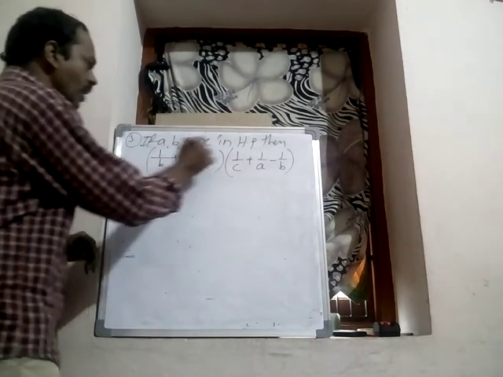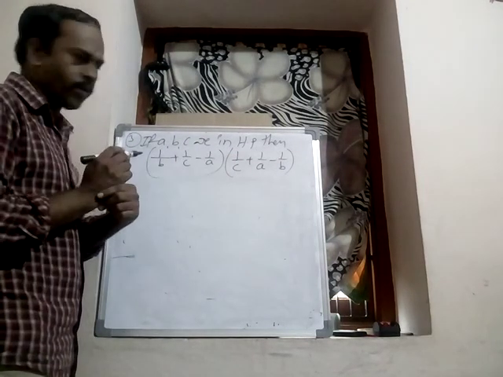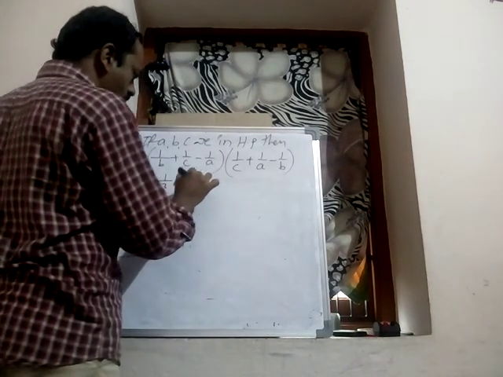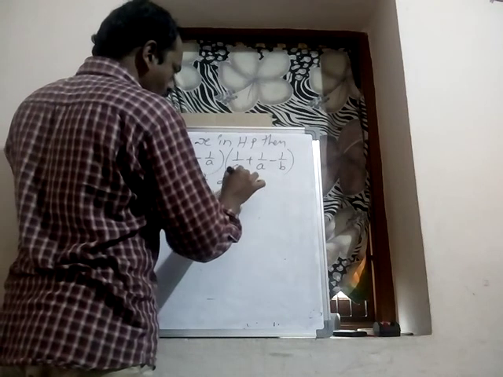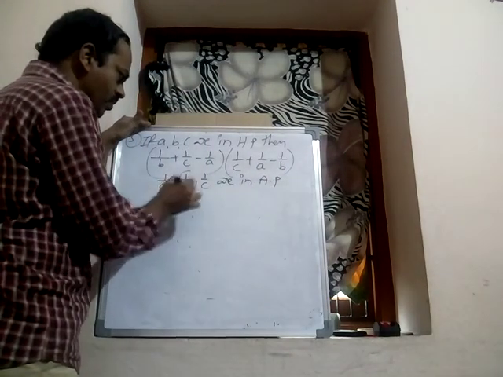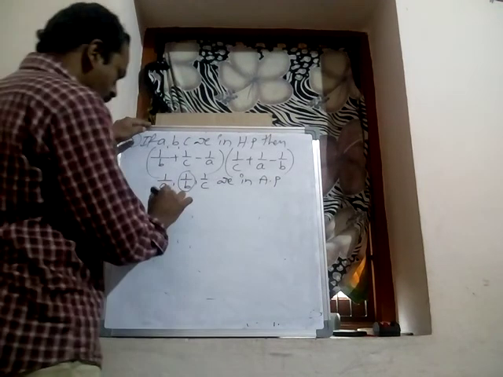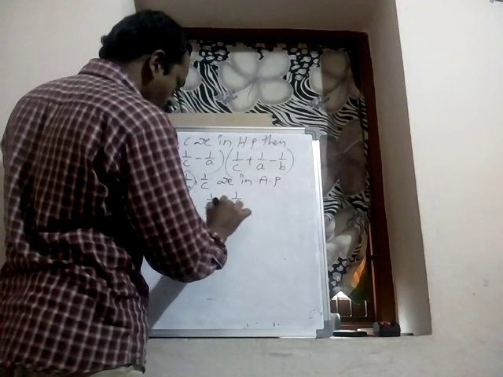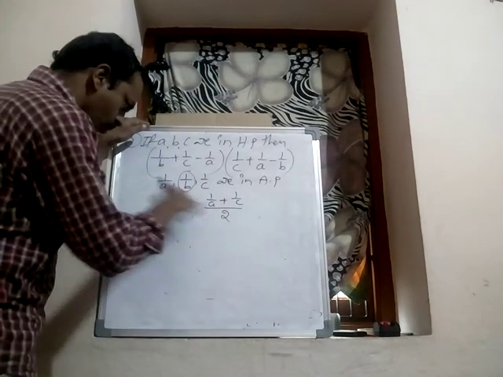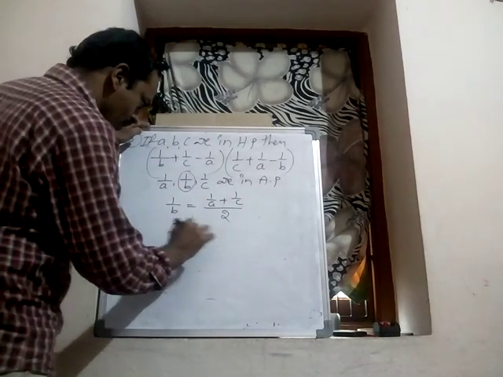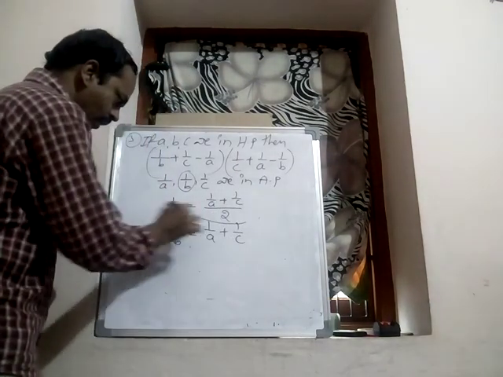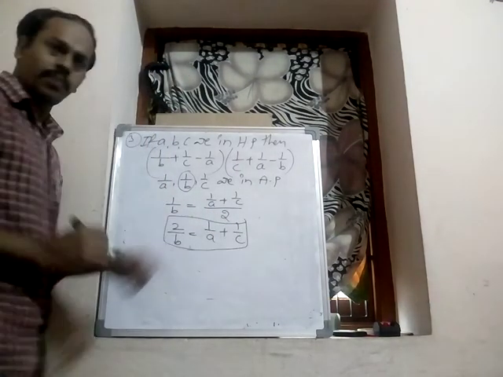So here a, b, c are given in HP. Okay, so that is converted into AP, which means 1/a, 1/b, 1/c are in AP. If three terms are in AP, the middle term is called the arithmetic mean. So 1/b is equal to (1/a + 1/c)/2. So from this one, transposing the 2 to this side, 2/b is equal to 1/a + 1/c. Okay, so we get one relation: 2/b = 1/a + 1/c.